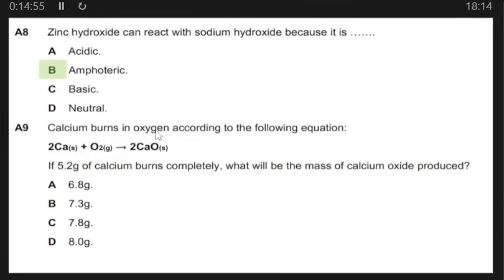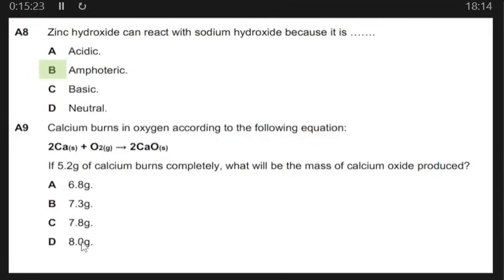Remember, the mass of a product formed depends on the limiting reagent. A limiting reagent is a reactant or reagent that is used up completely in a chemical reaction. In this case, this one burns completely, so it is the one that will determine the amount of calcium oxide produced.